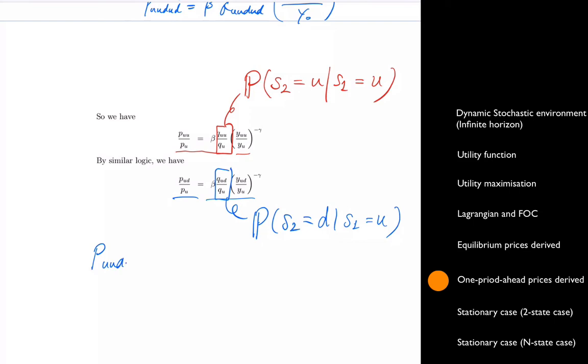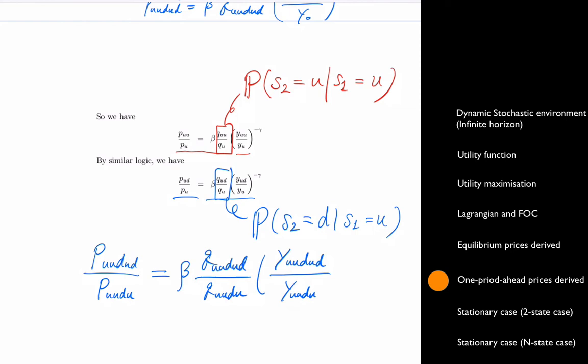Suppose this is at date 4, and the history so far is up, up, down, up. Let's say you want to consume 1 unit of consumption good if the economy is down in the following state. What is the relative one period ahead state price for that? This ratio is equal to beta times QUUDUD over QUUDU, and then the endowment ratio, YUUDUD over YUUDU, to the power minus gamma.